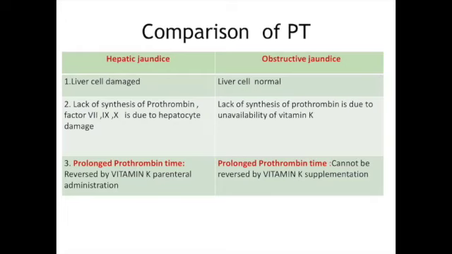So for the acute measure of liver function, we use the coagulation factors. And the coagulation factors, basically, we have the extrinsic pathway and the intrinsic pathway. And usually we do the prothrombin time estimation for assessing the extrinsic pathway.